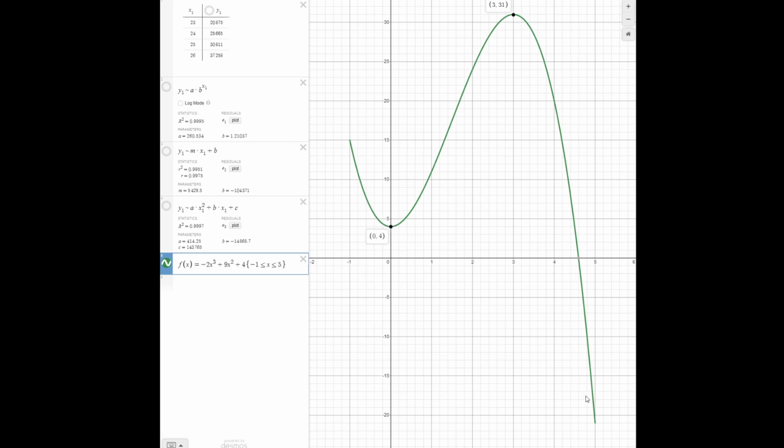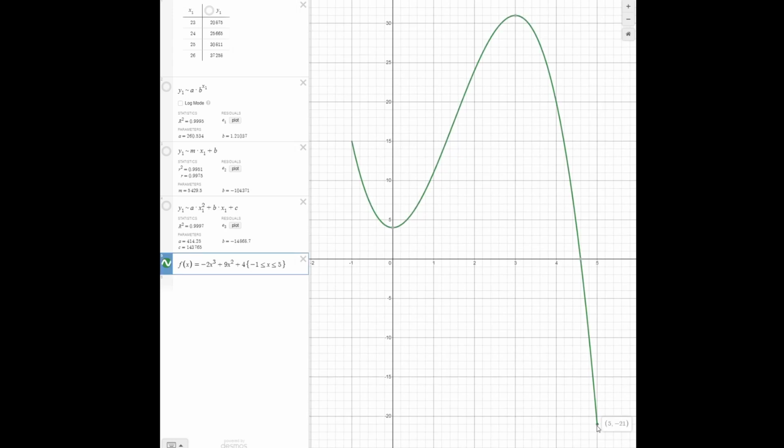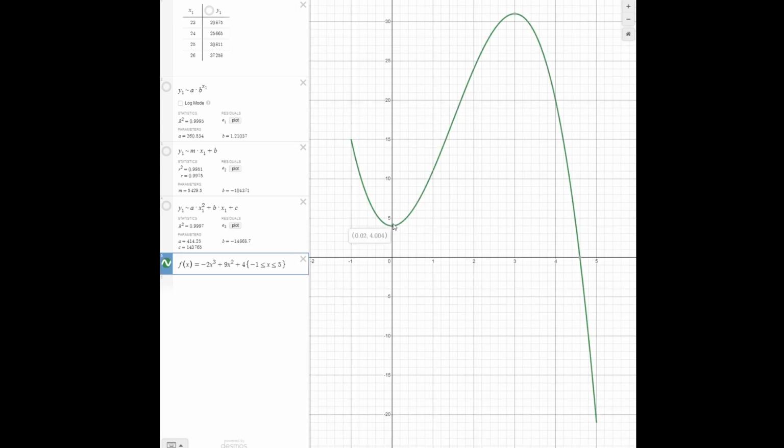Similarly, 0 and 4, even though that is a local minimum, there's a value that's even smaller than that, right? The other endpoint here at 5 and 21, that value is even smaller than the value at our local minimum, right? So that means our absolute minimum is down here at 5, -21. Okay? And that's it. That's our first optimization problem.